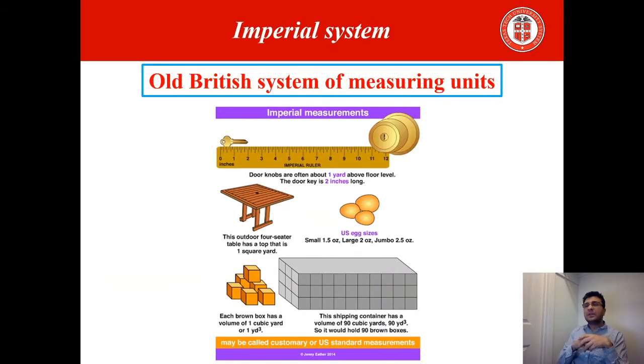If you compare it with the imperial system, it's the old system, as I have already talked, the old British system of measuring units. But somewhere down the line, we are also using them in our daily lives here in the US. For example, you can see in these pictures that one of the door knobs is located a yard above the floor level, or the desk on which you are working is 1 square yard. So we are using units like yard, ounce, or maybe inches. These are some of the old units.